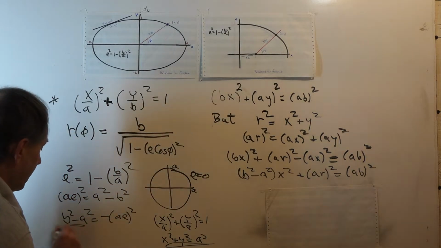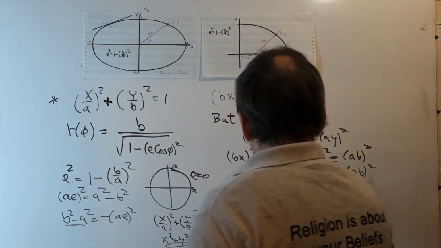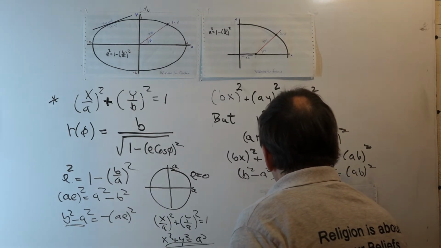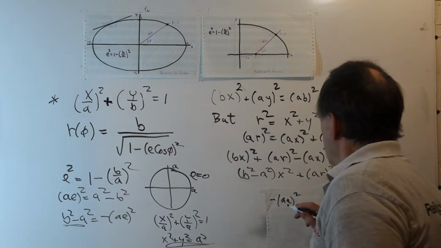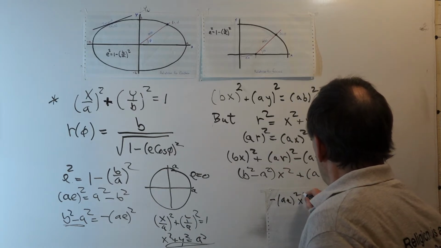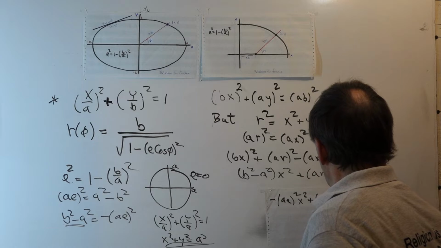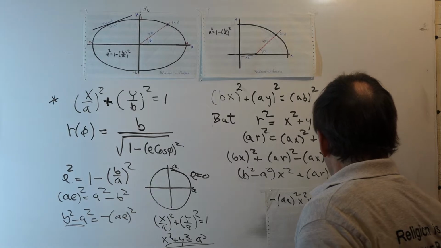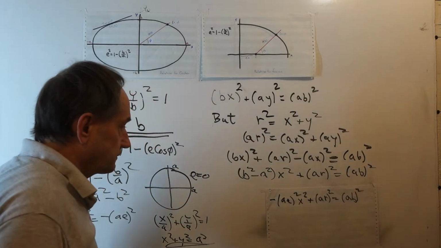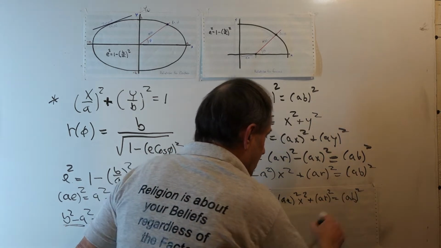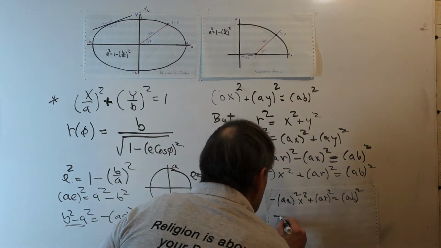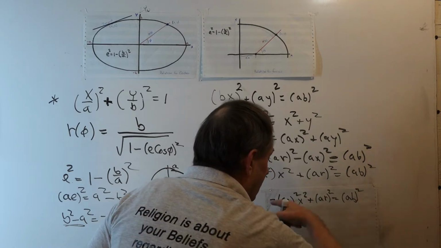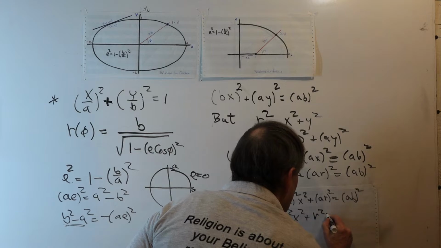Let's put in for b squared minus a squared. So putting in, this becomes minus ae squared x squared plus ar squared equals ab squared. Now, we see we have an a squared in each term. We can get rid of that, so we end up with minus e squared x squared. We're going to factor out, divide out the a squared out of each term.